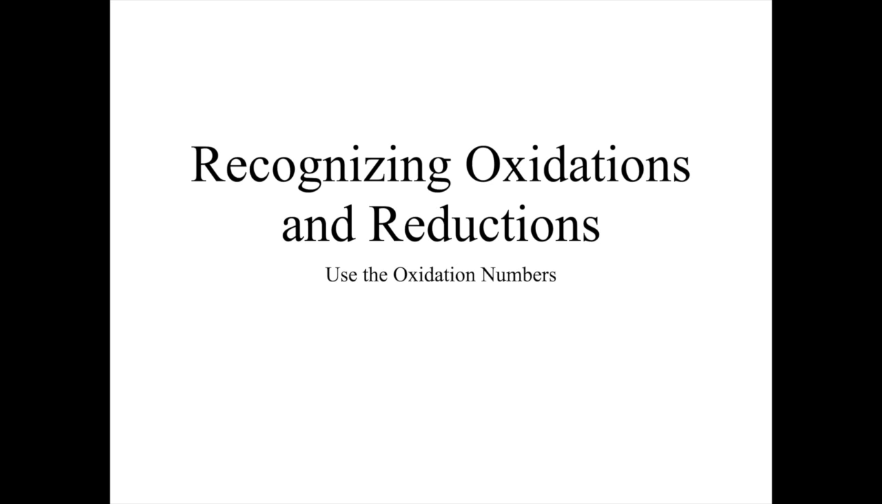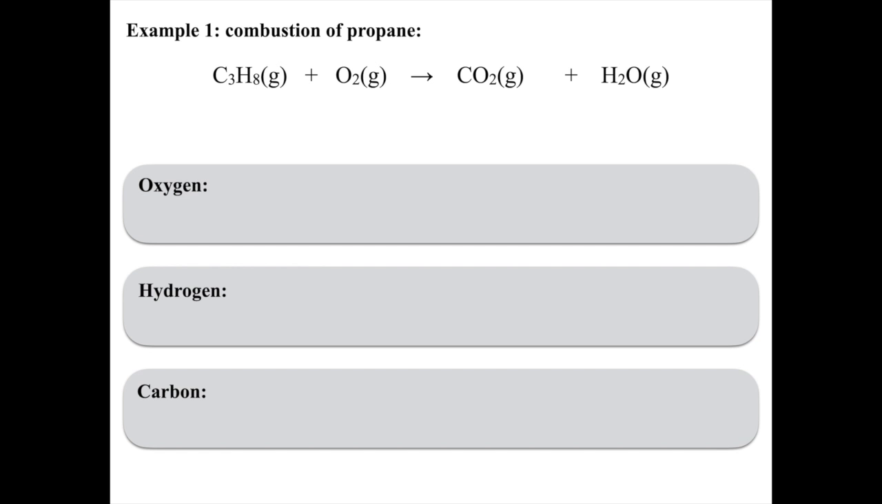Now the other thing, what are these oxidation states used for? They're used as a bookkeeping method to recognize if oxidations and reductions are taking place. So just a couple of examples here. Let's take the combustion of propane. Now, a combustion reaction like this is where a hydrocarbon reacts with oxygen and we get carbon dioxide and water.